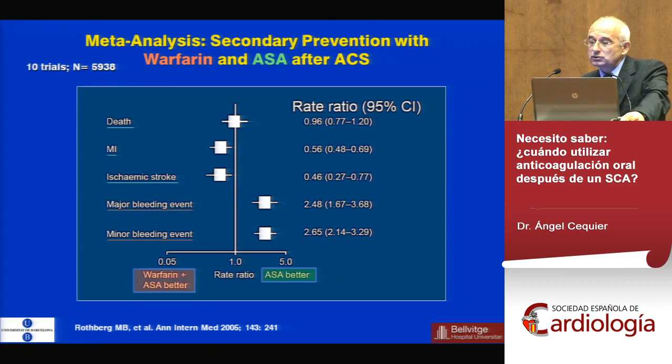Se han realizado diferentes estudios en los cuales se ha intentado evaluar si añadir la warfarina a la aspirina en comparación a la aspirina sola condiciona un impacto pronóstico favorable. Hay múltiples estudios, hay tres metaanálisis de los cuales he resumido este, en el que pueden observar que una estrategia antitrombótica más potente condiciona una reducción de eventos isquémicos, pero a expensas de un marcado incremento en las tasas de eventos hemorrágicos. Los otros dos metaanálisis dan resultados similares, por lo cual, de forma rutinaria, no está justificada la administración de anticoagulación oral con la aspirina después de un síndrome coronario agudo.